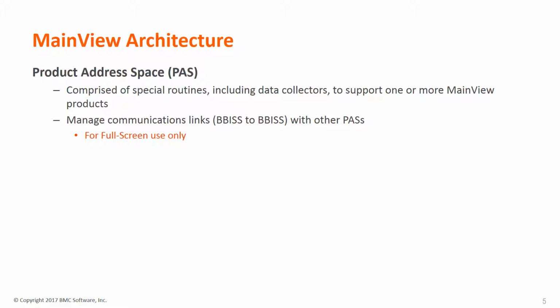The MainView product address space, or PAS, is comprised of special routines to support one or more of the MainView products, depending on what type of PAS it is. The product address space includes all of the data management routines, including the data collectors, as well as the ability to store and retrieve data from history. It also manages communication links between the OLTP PASs, and that's intended to be used only for the full screen mode of those solutions.